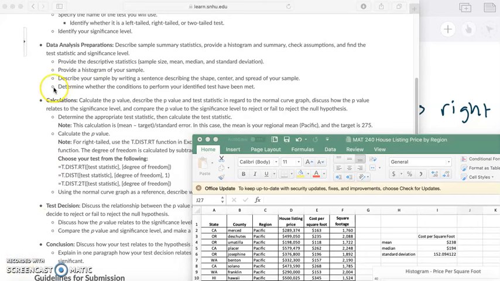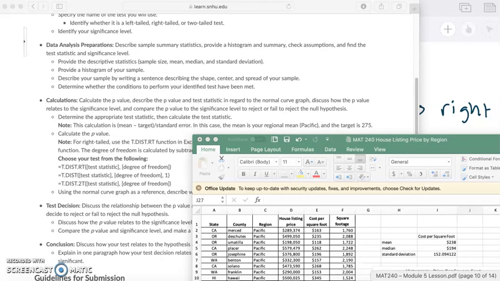The next thing it says is determine whether the conditions to perform your identified test have been met. Well, we're doing a t-test. So just to make sure you guys understand, and I probably should have mentioned this earlier, remember we do a z-test when we know the population standard deviation. That's extremely uncommon because if we know the population standard deviation, we probably know the population mean, and then we wouldn't need to run a hypothesis test.